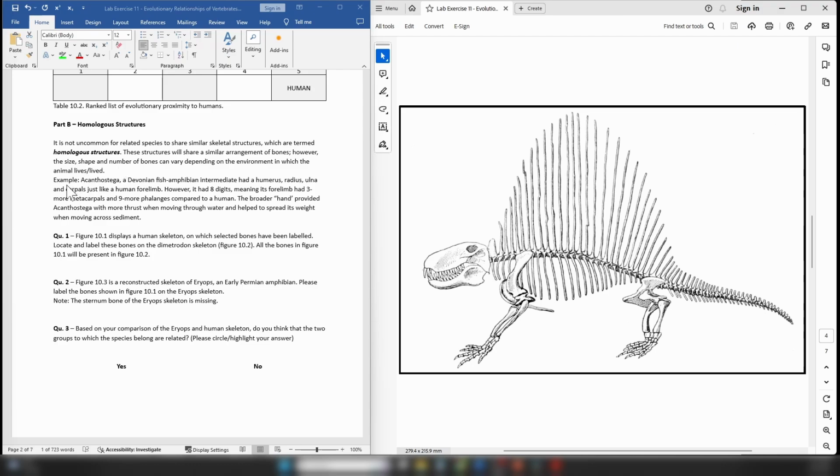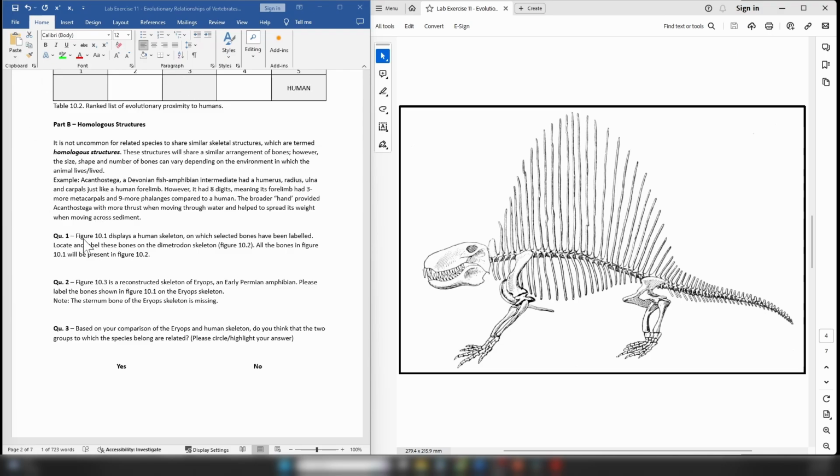So the classic example of this is an organism like Acanthostega, and this is a Devonian fish-like amphibian intermediate organism. And it has a humerus, radius, ulna, carpals, just like a human forelimb. However, it has 8 digits. Okay, so it obviously has more phalanges and more metacarpals. And this is simply because it gave it an advantage in the environment in which it was operating. Another good example, of course, would be horses. They just have a single digit. So they have fewer phalanges and metacarpals versus a human.